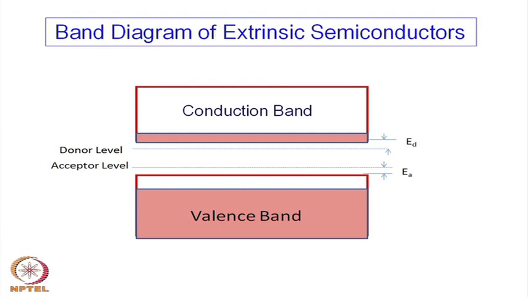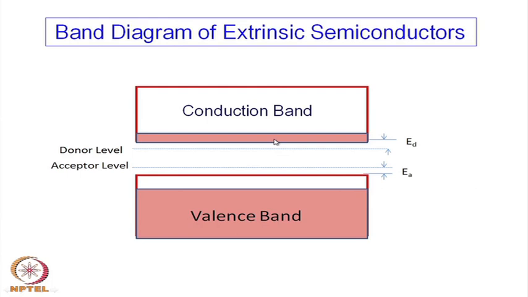Now, the reverse happens when you have a donor level. That means you choose an element whose energy level is very close, just below the conduction band. So, it will be just the reverse of what happened in the earlier case. The electrons will be donated. Here, the ionization potential of the donor is very low. Once again, it is only ED, which is a very small distance away from the conduction band.